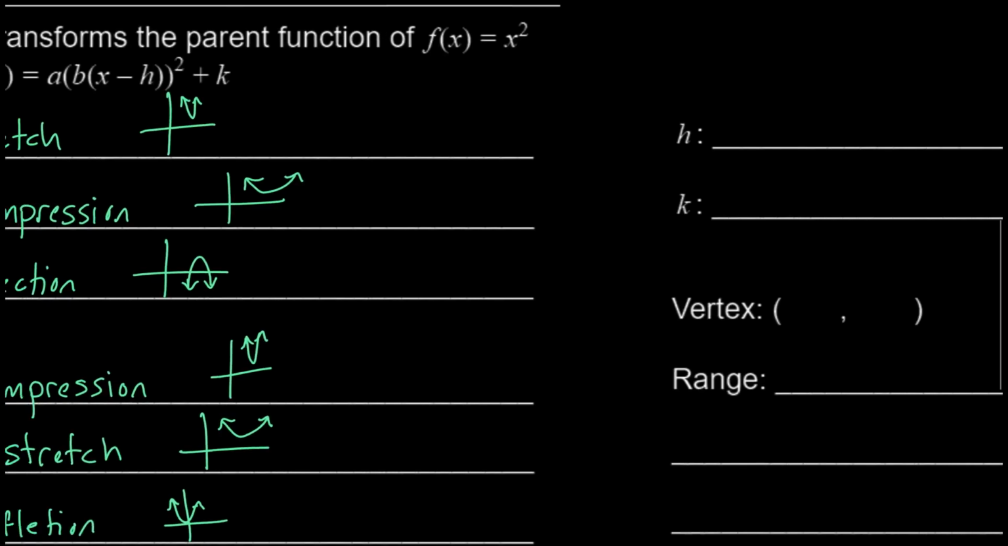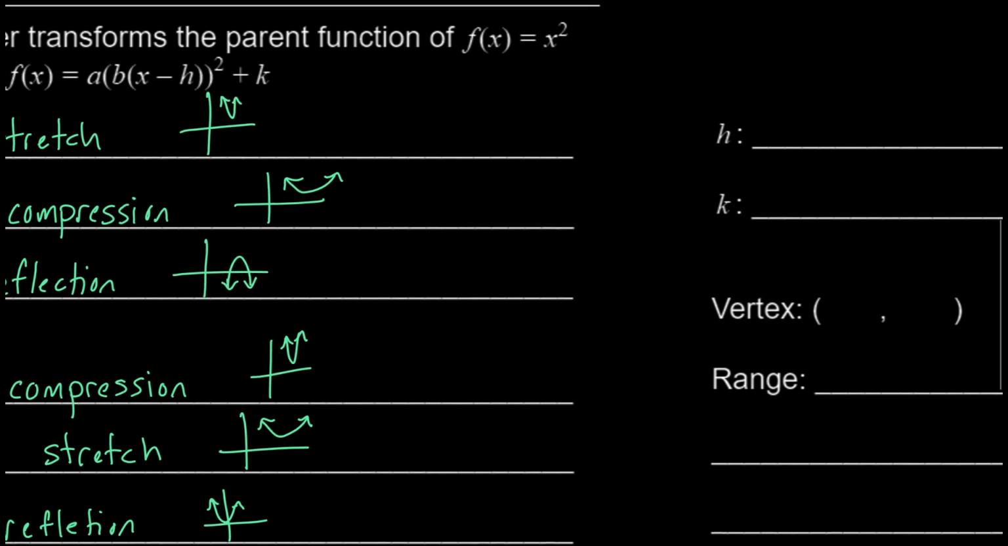H. So if I'm looking back at my function in vertex form, what does H do to our graph? Yes, it moves it left and right. It is a horizontal translation. I said vertical. It is horizontal translation.